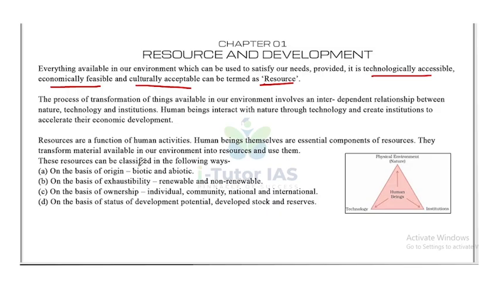These resources can be classified in the following ways. First one, on the basis of origin, that is biotic and abiotic resources. Then, on the basis of exhaustibility, that is renewable and non-renewable. On the basis of ownership, individual, community, and national and international. On the basis of status of development, potential, developed, stock, and reserves.